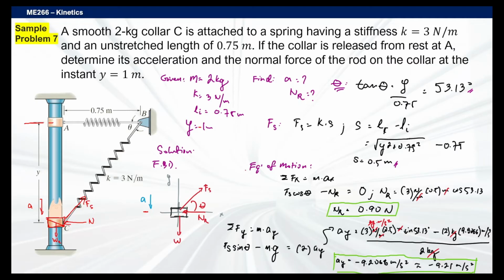And then with that, we can actually determine now your spring force. I just didn't substitute it directly. So I just inserted that in our equations of motion, just like so. And so again, 3 times 0.5, that's pretty much it. And then, of course, the angle here, 53.13 degrees.